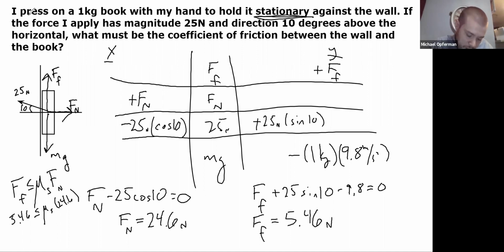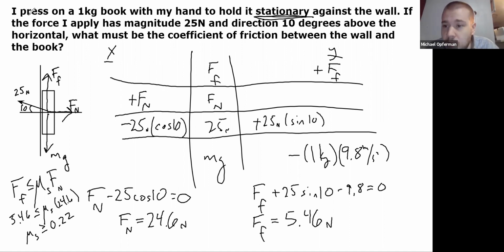So 5.46 divided by 24.6 is 0.22. So the coefficient of static friction has to be greater than or equal to 0.22 in order for this situation to work out. And by the way, that's not a typo of dropping units there. The coefficient of friction actually does not have any units. It's just a pure number. And generally it's like between 0 and 1. So that's a pretty normal, typical value for a coefficient of friction. So there's what we got in that case.